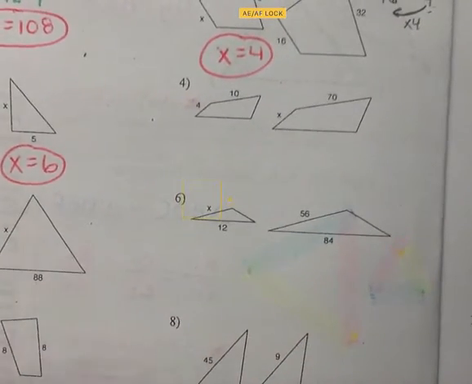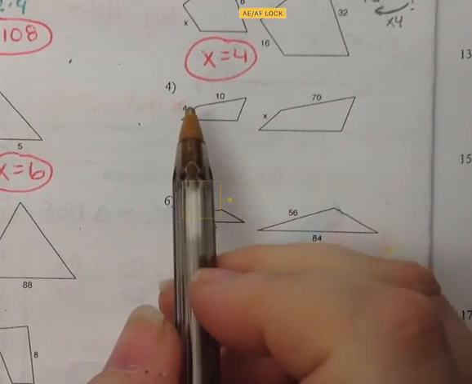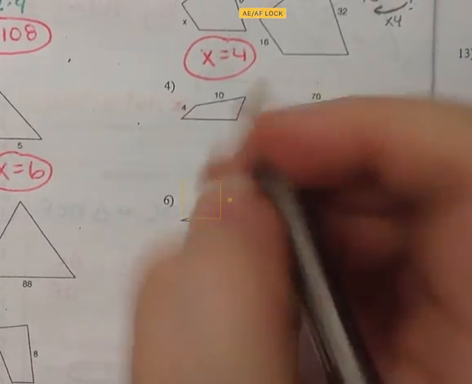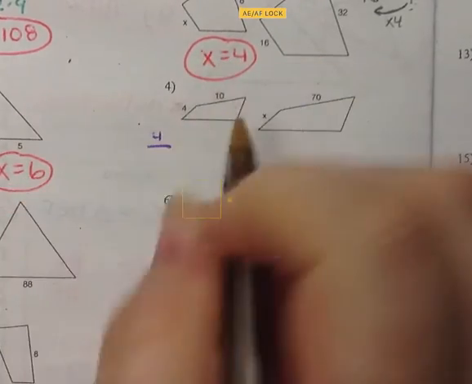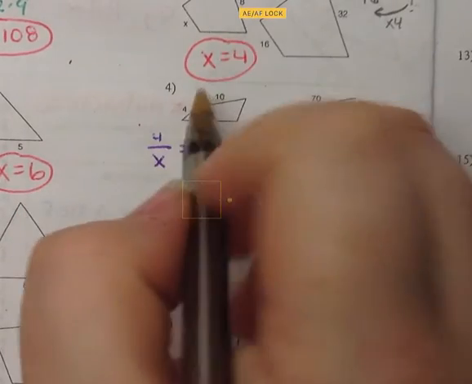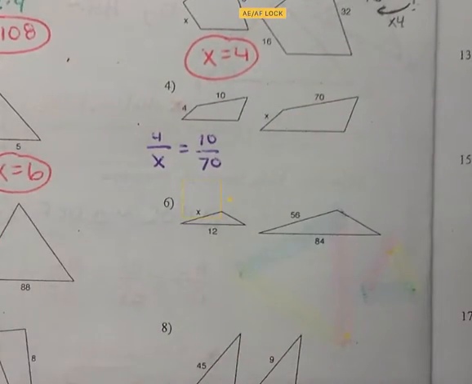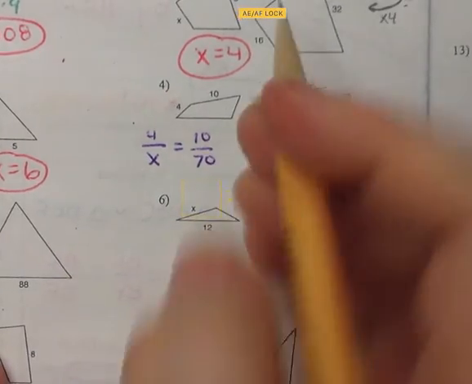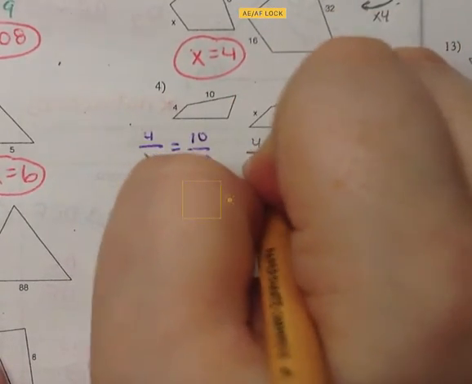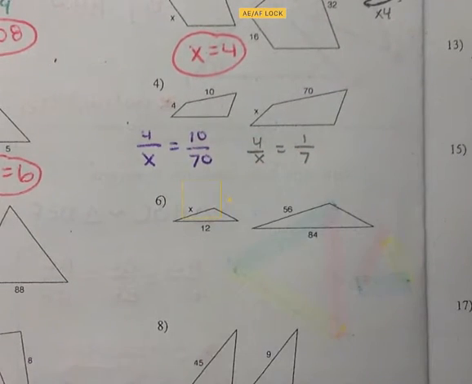Number 4, same setup. I'm going to start with the 4 over, it corresponds to the x, equals, then I'm going to have the 10 over the 70. So this one I want to simplify. This is 4 over x is equal to 1 over 7, because I'm just simplifying 10 over 70 to 1 over 7.